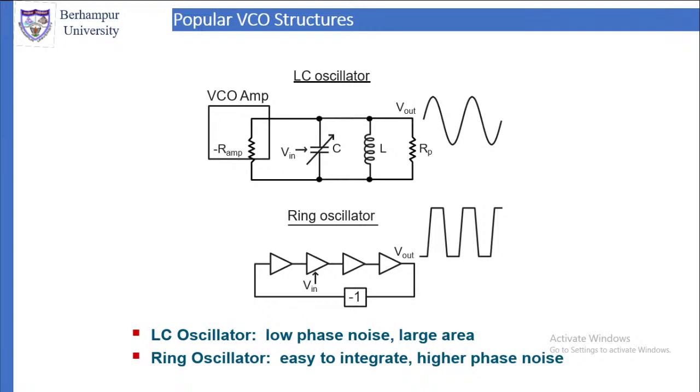We will see that we will require only the LC oscillator for our study. Ring oscillator we will discuss, but it is not important for high-speed circuits or RF circuits.